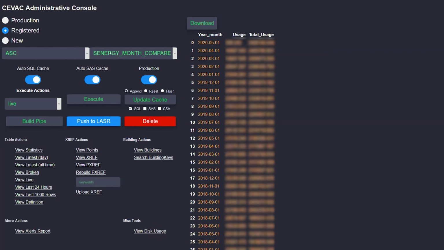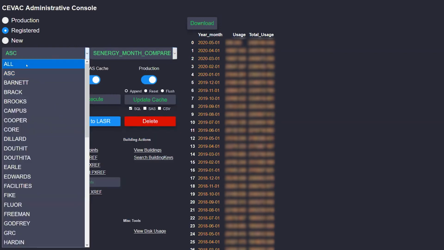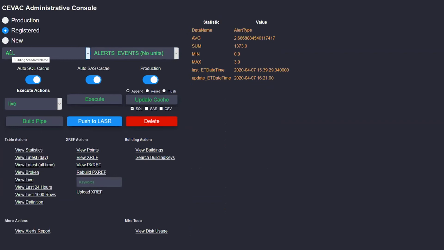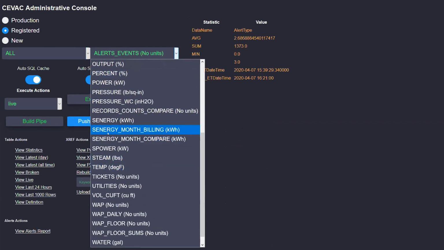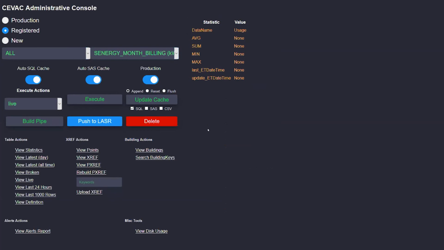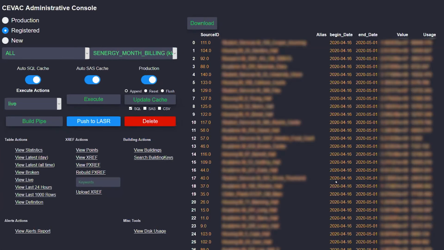But you may have seen that S energy month billing one, and let me switch to the all building. When I say all, that encompasses all of the metrics as if all the buildings were one building. When I look at S energy month billing, this includes all of the billable electrical meters, I should say, in this instance, for all of campus. So let me show you what this data set looks like.